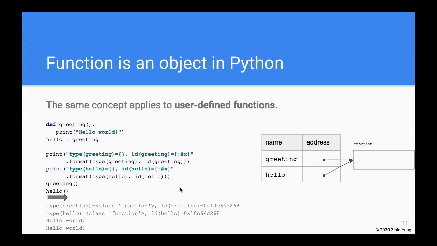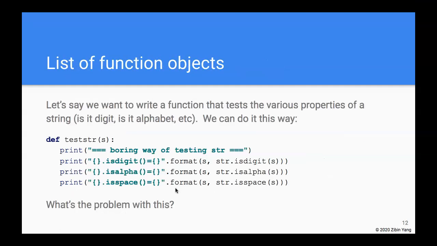So how is something like this useful? Well, it's useful in many different ways, and I'll show you one example. In this example, we're writing a function called testString, and it tests the various properties of a given string, like is it a digit, is it alphabets, etc.